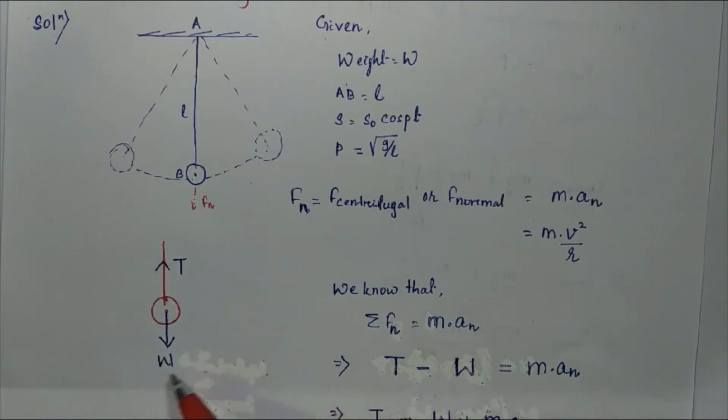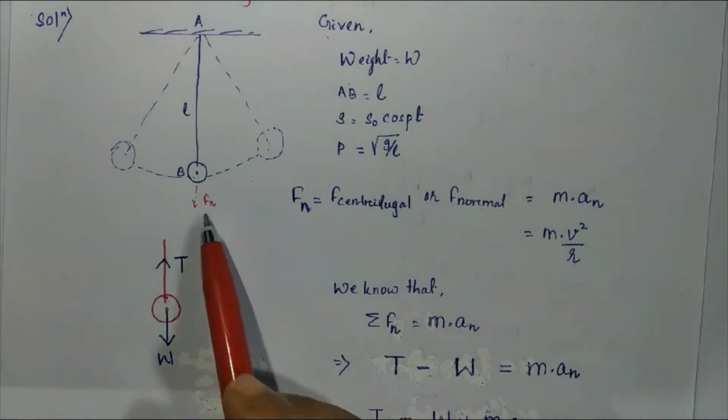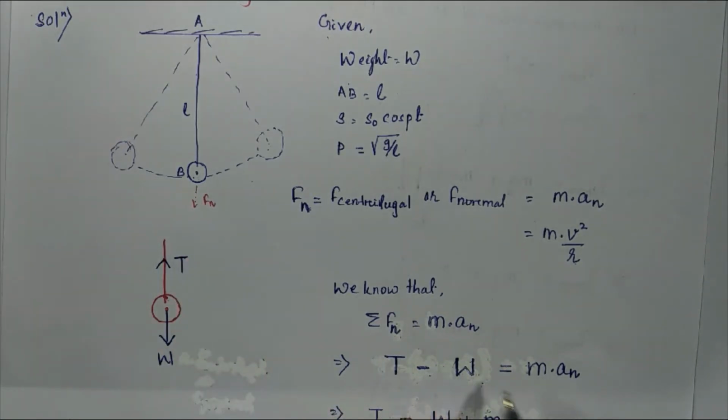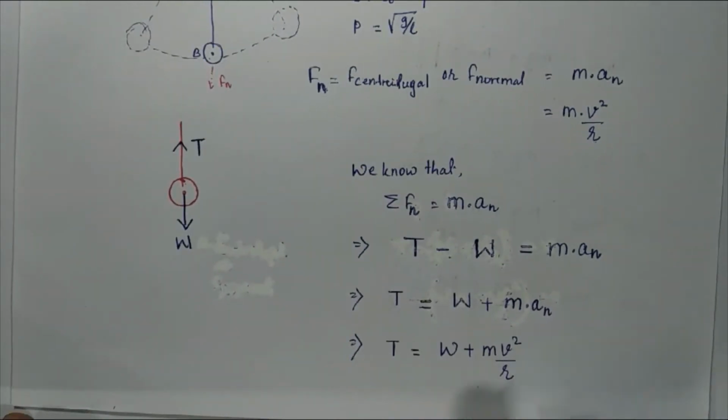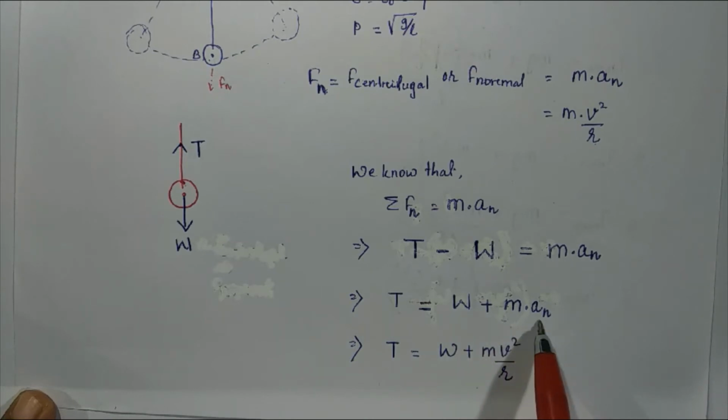Here we have the relation summation of Fn equal to m into an. How many forces are there? That is T minus W. This T minus W is balanced by the normal force, so T minus W is equal to m into an. So we can say T is equal to W plus m into an, or T equal to W plus m into v square by r.